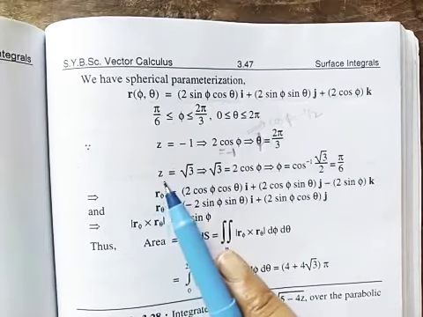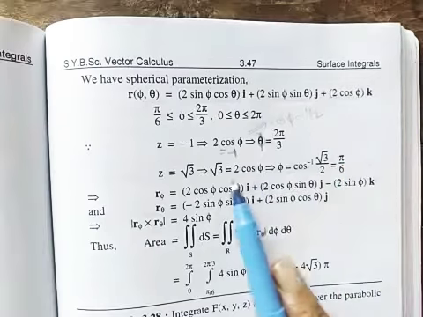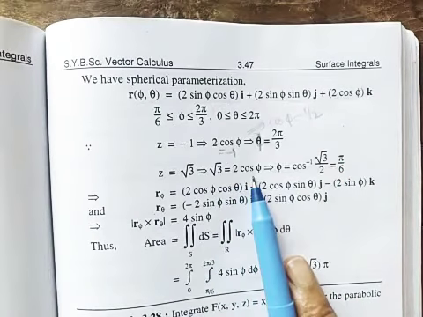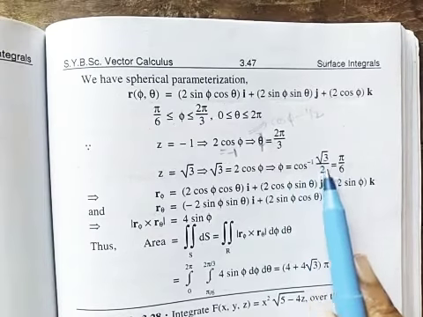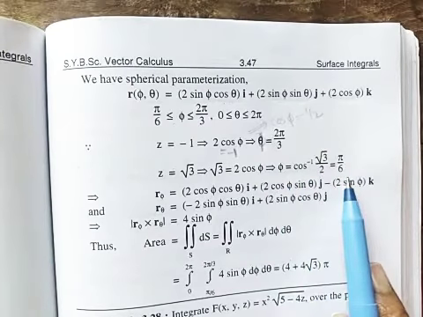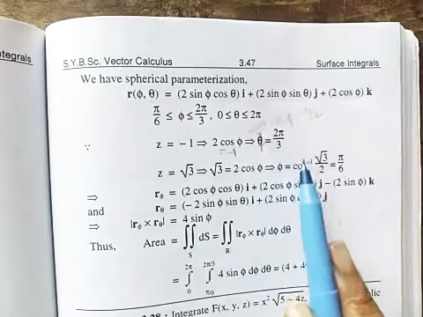And next plane is z is equal to root 3, and z is 2 cos phi, so root 3 is equal to 2 cos phi. So cos phi is equal to root 3 upon 2. So phi is cos inverse root 3 upon 2. Its value is pi upon 6. So limits of phi are pi upon 6 to 2 pi upon 3.